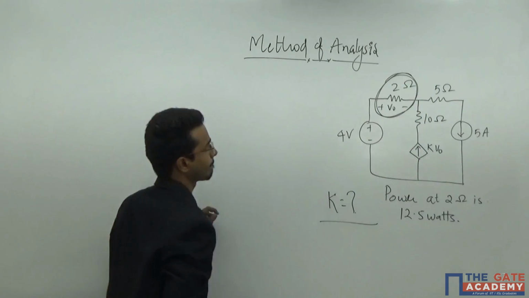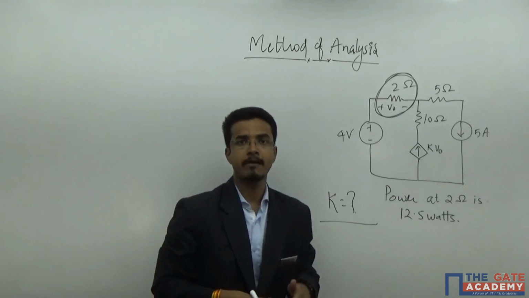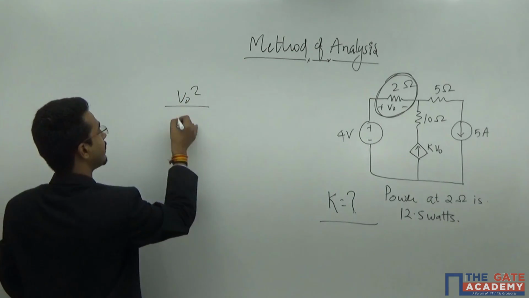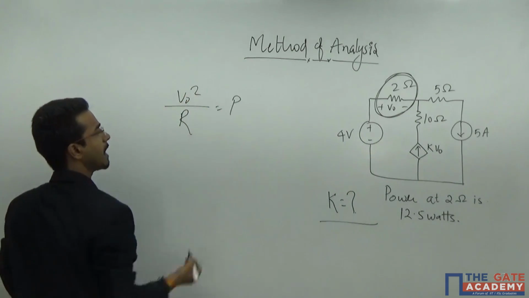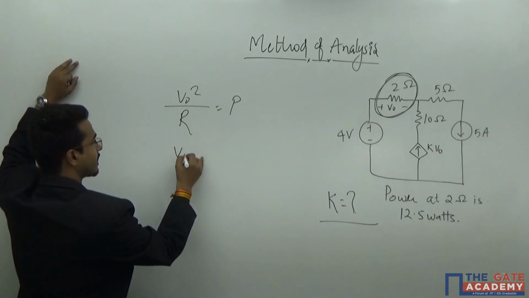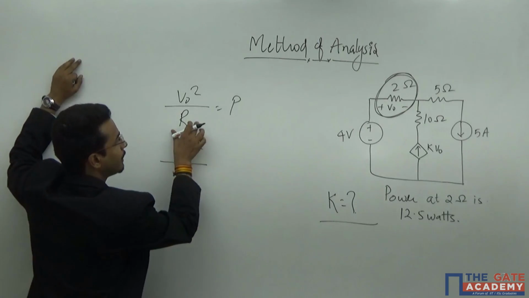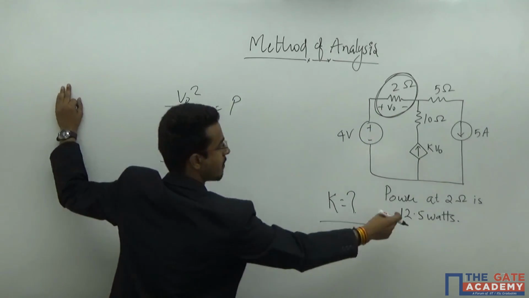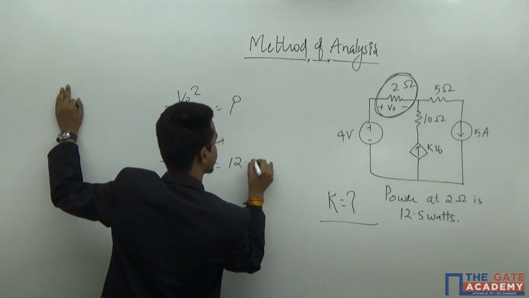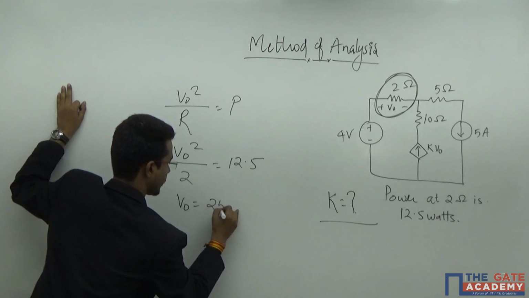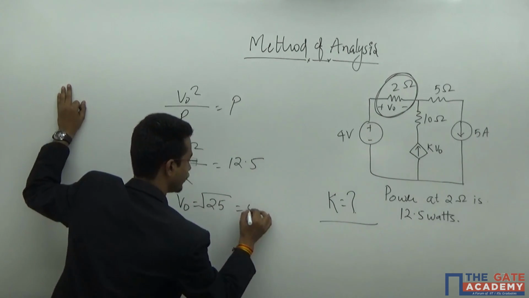What is the power here? And we know one thing. The power across the resistance is voltage squared divided by the value of the resistance. Now V0 we don't know, so I am interested in the V0 value. The value of R is 2, and the power is 12.5 watts. That means V0 is the square root of 25, that means the value is 5 volts.